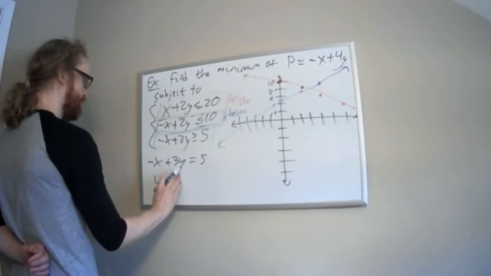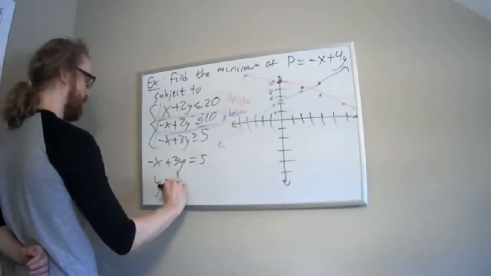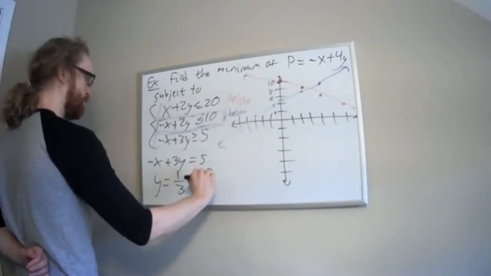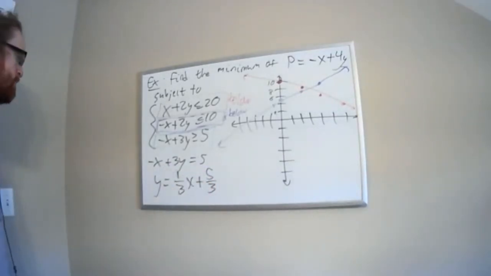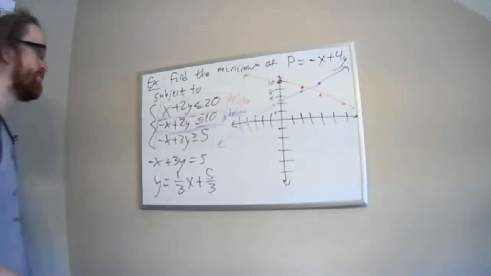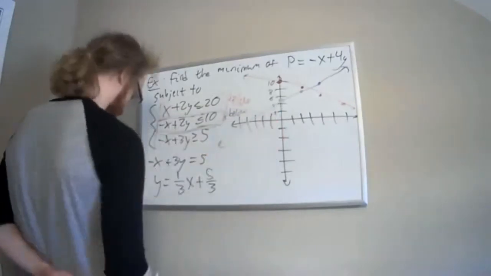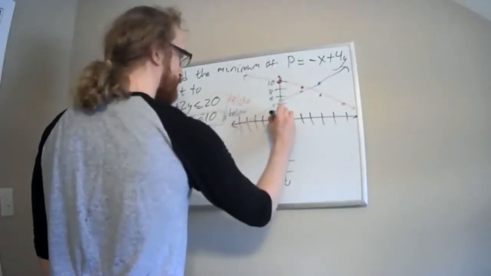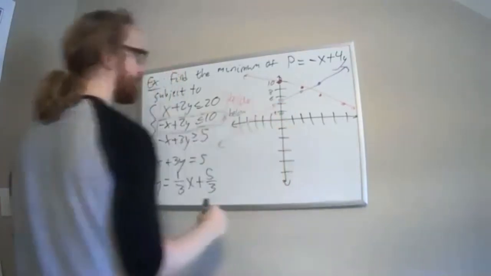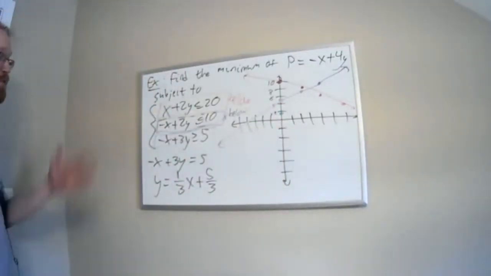1/3 x plus 5/3. So I have some fractions, but that's okay. We can deal with these. The y-intercept is 5/3, which is something between 1 and 2. Now it's closer to 2 than it is to 0. So it's somewhere in there.